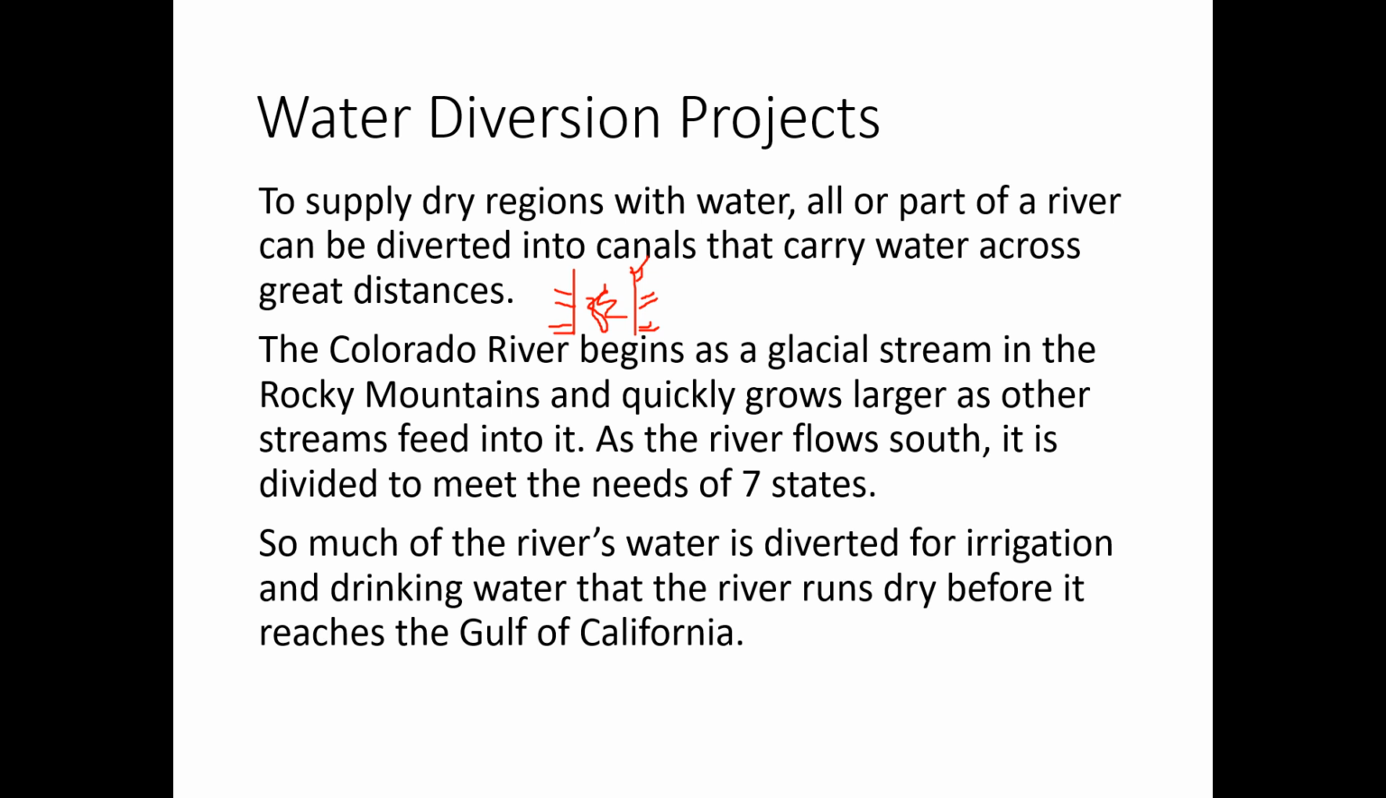However, an issue with this is that some rivers can have too many canals built on them. So for the Colorado River, about 7 states depend on it for much of their water. So by the time that the Colorado River reaches the Gulf of California, it's actually just running dry. Like there's hardly any water that's ever going to get there.